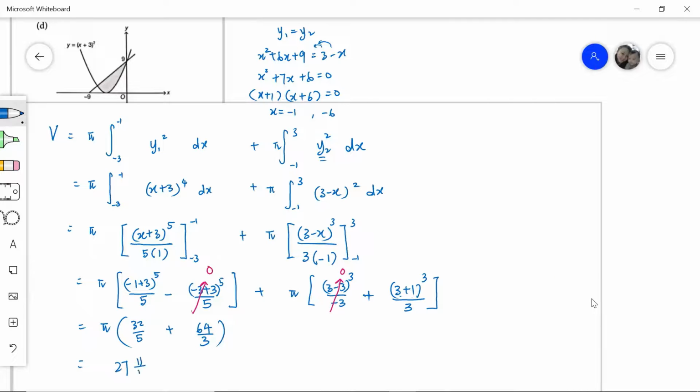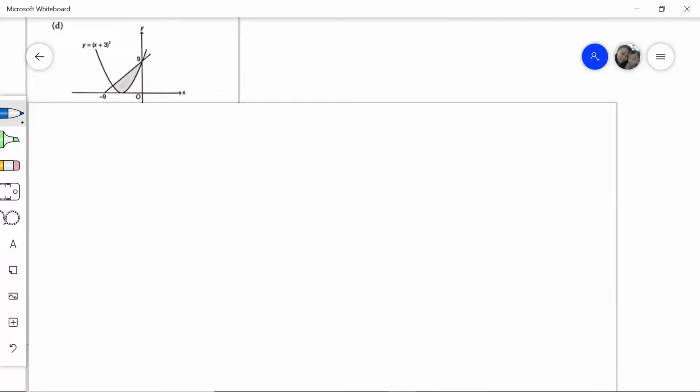27 and 11 over 15 pi unit cube. Okay, that's it for question part C. Right, so for part D, in order for us to find the volume generated when the shaded region is revolved about the x-axis through 360 degrees, we have to use, again, V equals pi integral of y squared dx. Okay, this is the one that we need to use.